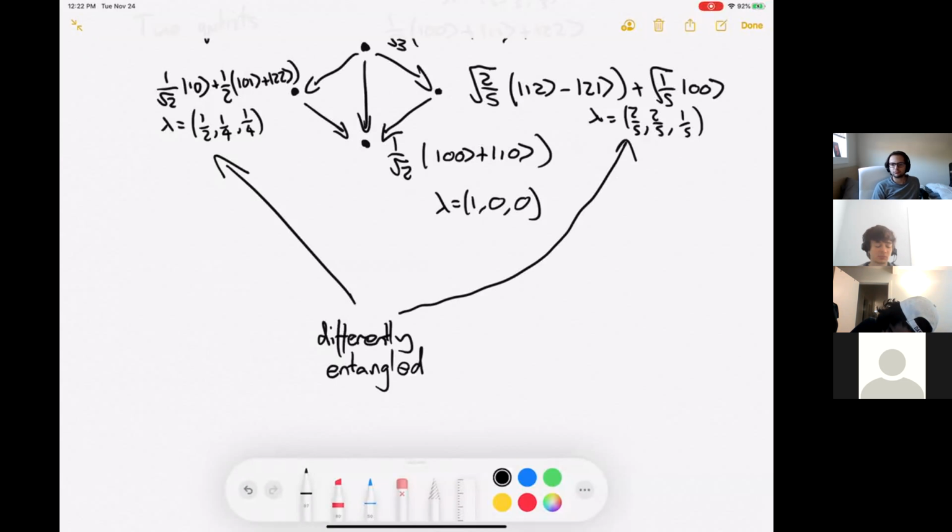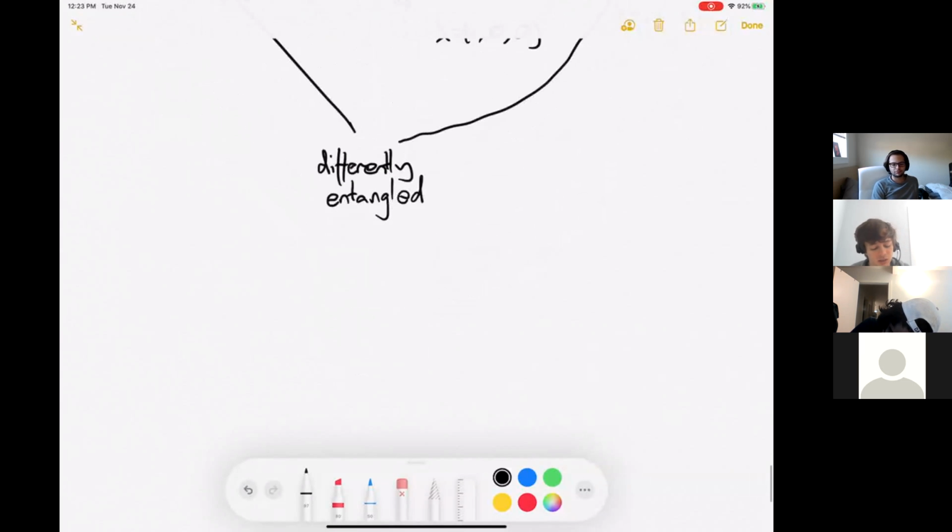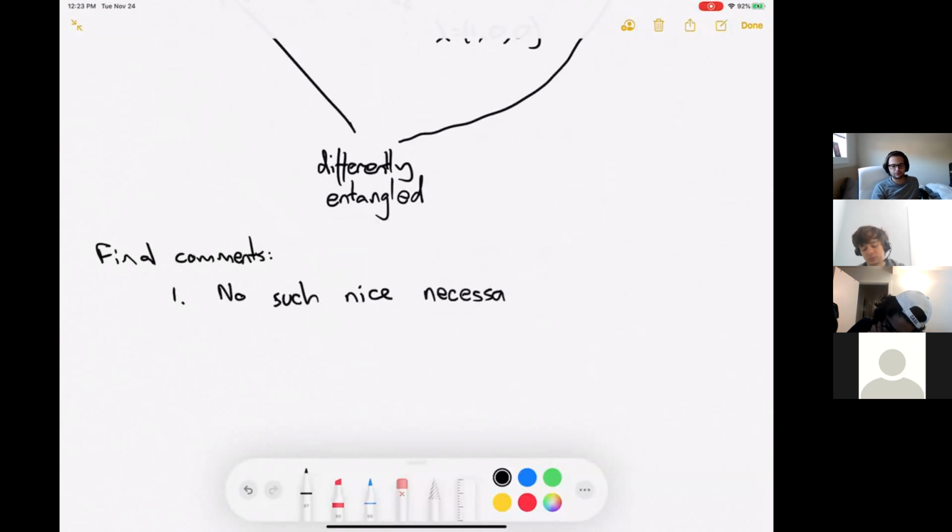Okay, so that's pretty much all I want to cover today. Just some brief final comments. The first is, as I said before, there's no such nice necessary and sufficient condition for mixed states.